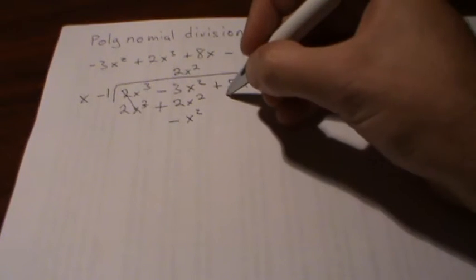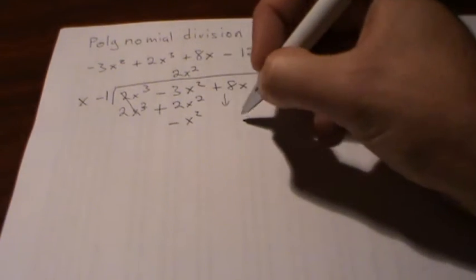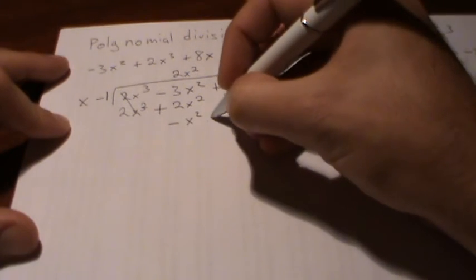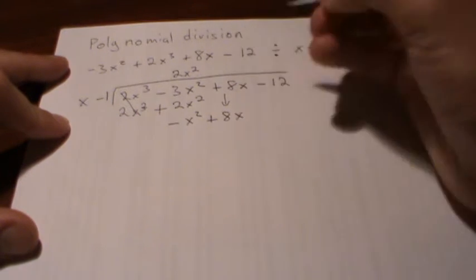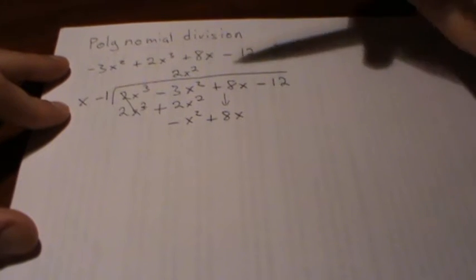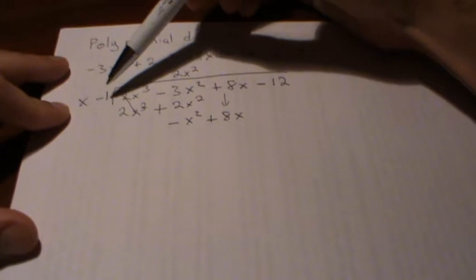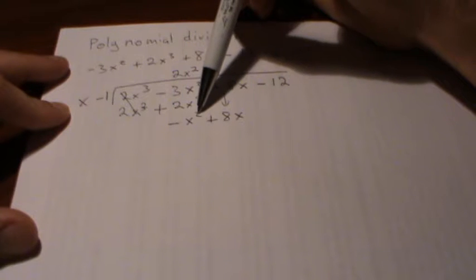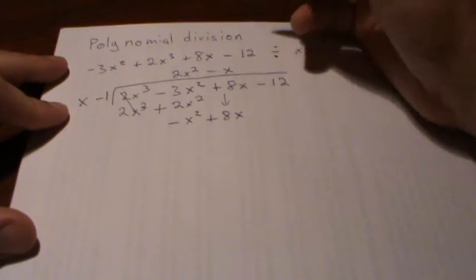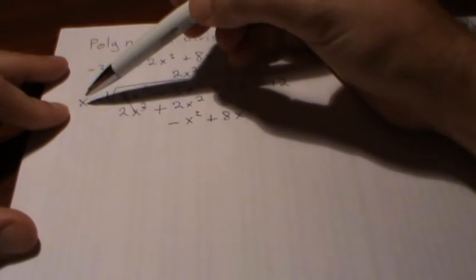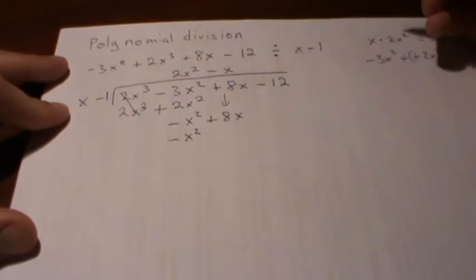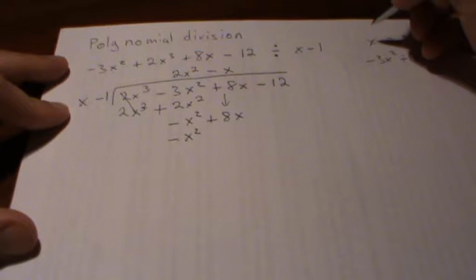Now at this point I must drop the next term into line here. So the positive 8x must be dropped for a positive 8x. And now I repeat. And so I ask myself, what can I multiply the x by in order to equal a negative x squared? And I see that I must multiply it by a negative x. A negative x times a positive x is a negative x squared, and I have the exact same thing.